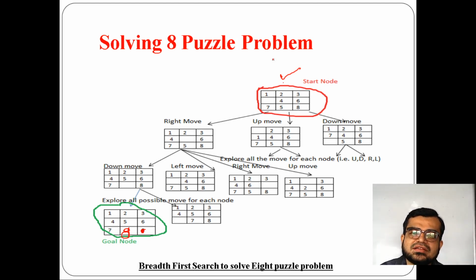If you go towards the right move, this 4 will come here and this empty tile will come here, right? And for example, if you are moving in the up direction, then 1 will come here and this will go here, in this way.